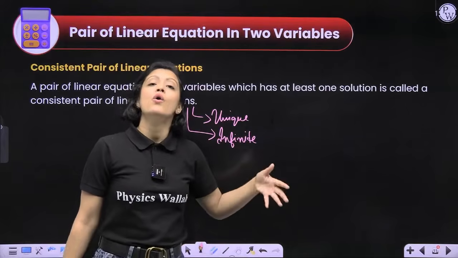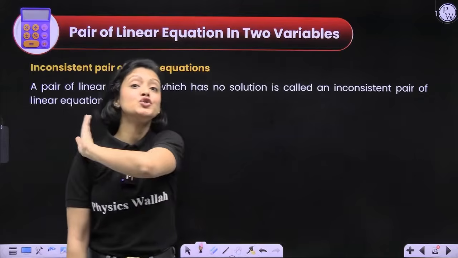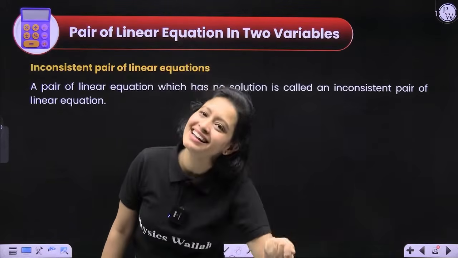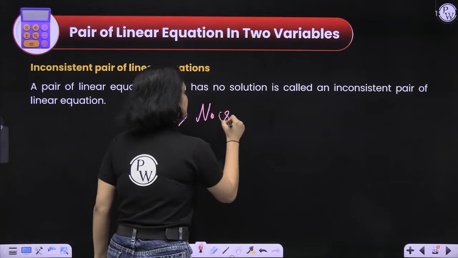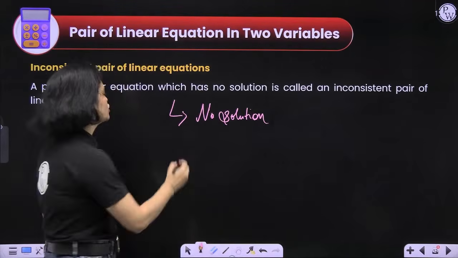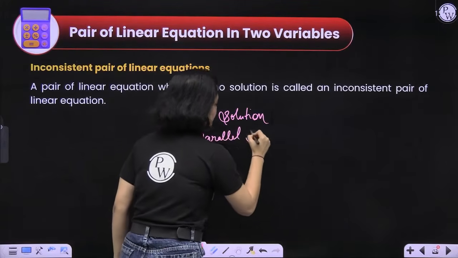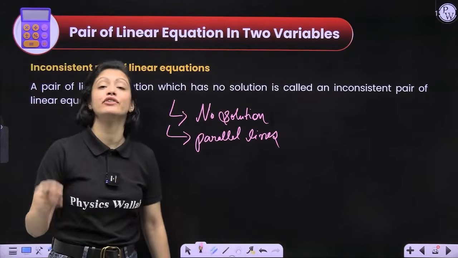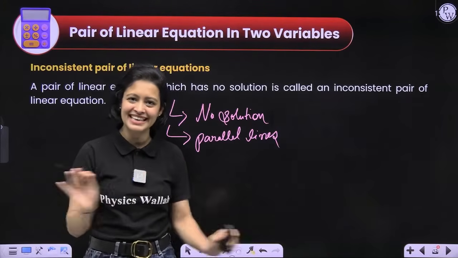Got it? Now, for an inconsistent system, the pair of linear equations do not intersect anywhere. That means the pair of linear equations will form parallel lines, guys. No solution, right? So the only case that lies under an inconsistent system is the no solution case. So what kind of lines will be there? Parallel lines. If you have parallel lines, then the system is inconsistent. If you have no solution, the system is inconsistent. Got it? Simple, basic, easy, right?